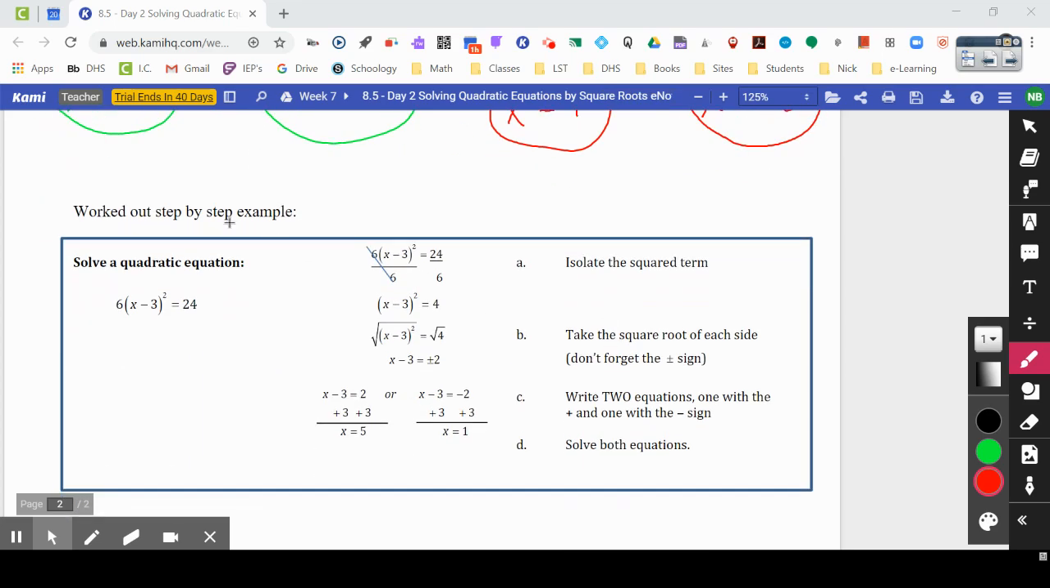Oh, and I also forgot to mention that we have this worked example down here, kind of a step-by-step example, all right? So use this also to reference when you're doing the homework or if you have any questions, right? You can see the steps here of isolating the square term first, taking the square root of each side, and don't forget the plus or minus sign, and then writing those two equations, one with the plus and one with the minus, and then you solve both.